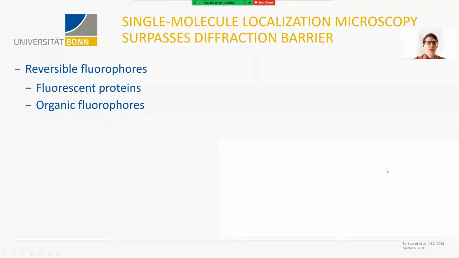As an introduction, I would like to give a very brief overview on single molecule localization microscopy and how it surpasses the diffraction barrier. Now, from a sample point of view, what you require for SMLM is reversible fluorophores. So fluorophores that can basically be turned on and off roughly at will. And there are more or less 2 options in there.